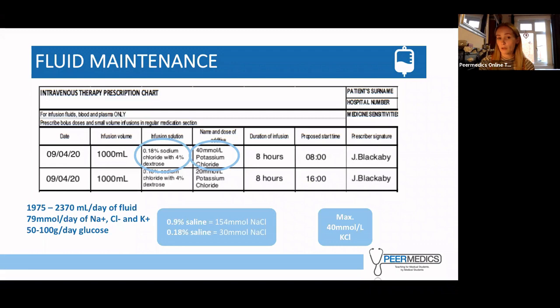If we gave him 2 lots of 40, we'd be giving him 80 millimoles per day, which is probably a little bit too much. I know he's 79, but it's probably a bit excessive. So it's better to just start on the lower end and give him 40 and then 20, so giving him 60 millimoles. These will both be over 8 hours, so you're providing him his daily fluids. Again, it's really important that you put the duration and the proposed start time and you sign it.